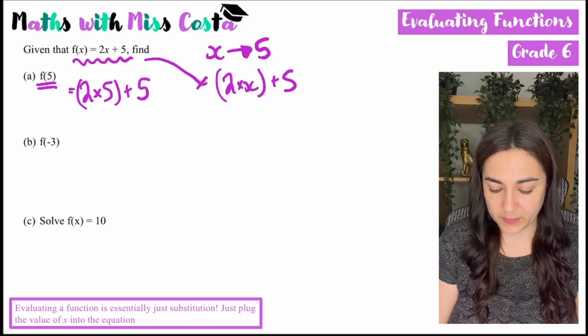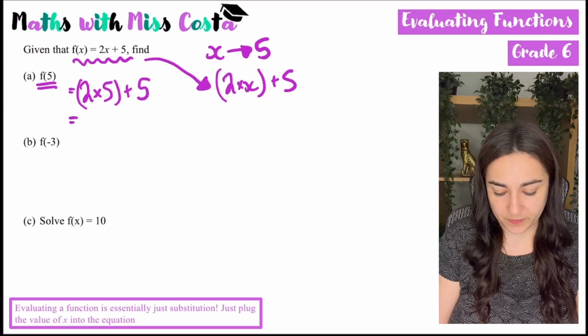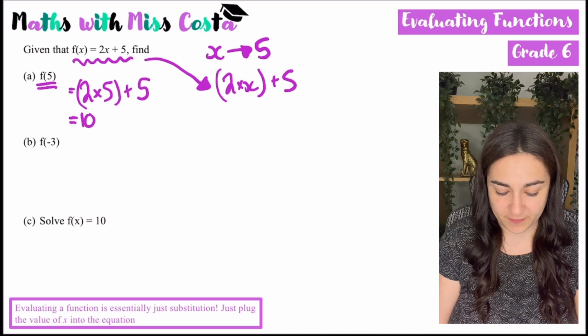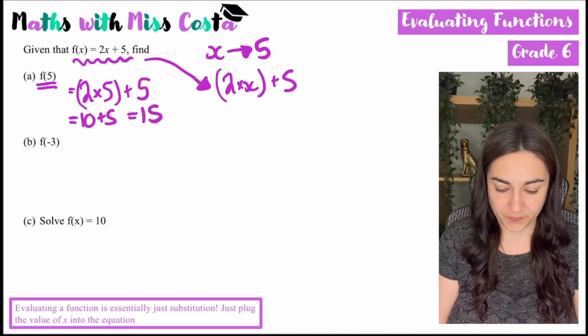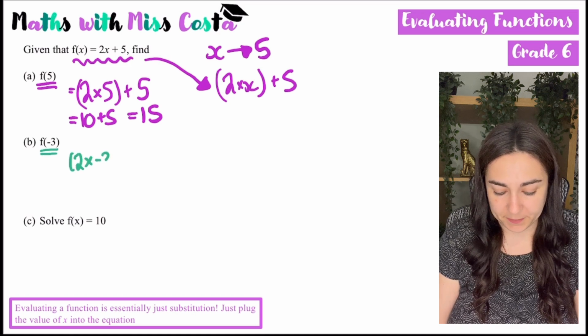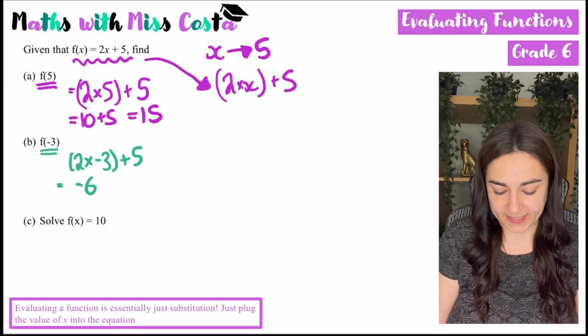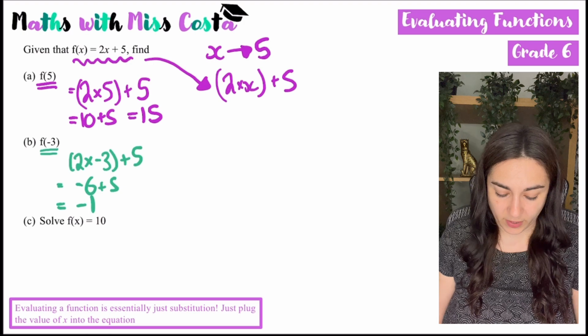What you could do is write your function into its purest algebra form and then simplify like that. So 2 times 5 is 10, and then 10 plus 5 is 15. Okay, for the next one, I need to find f of negative 3. So once again, wherever I see an x, I'm going to substitute negative 3. 2 times negative 3 is negative 6, and negative 6 plus 5 is negative 1.